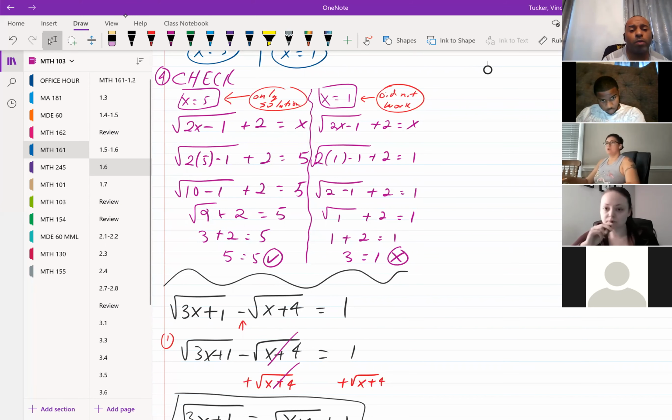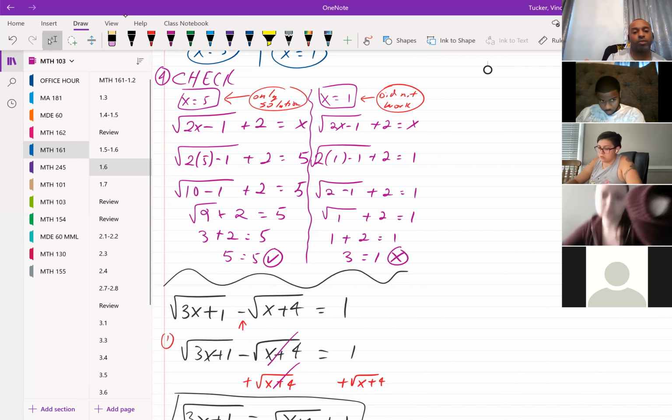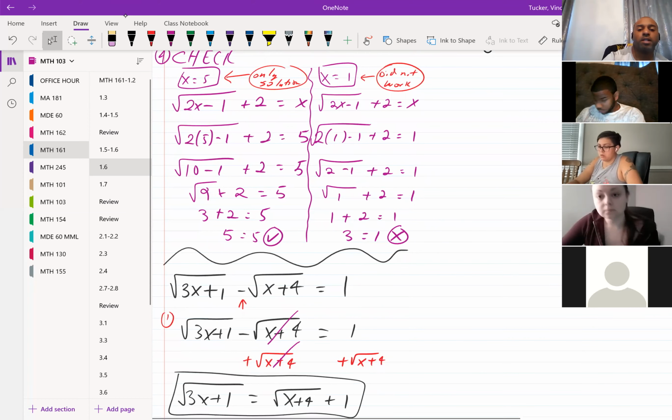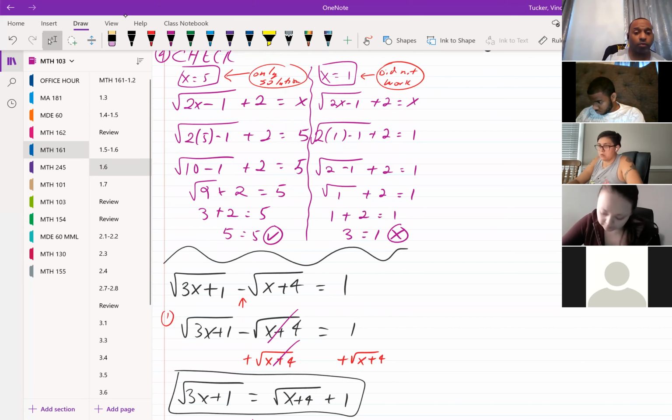So we have the square root of 3x plus 1 minus the square root of x plus 4 equal to 1. So we need to isolate one of our radicals. Since I have a minus sign sitting in front of that second radical, I went ahead and added that one to both sides. And that puts me here at the square root of 3x plus 1 equal to the square root of x plus 4 plus 1.